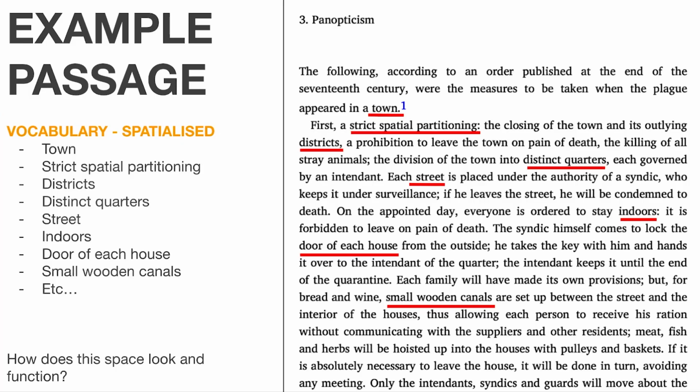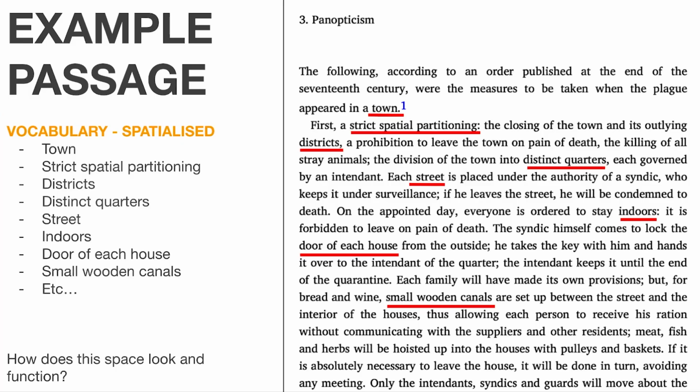There are different scales. For example, a town is being discussed. Strict spatial partitioning is about dividing space up. He discusses districts, distinct quarters, streets. Sometimes he discusses interiors, like indoors. The door of each house, he's discussing the thresholds. Small wooden canals, and other things like this.